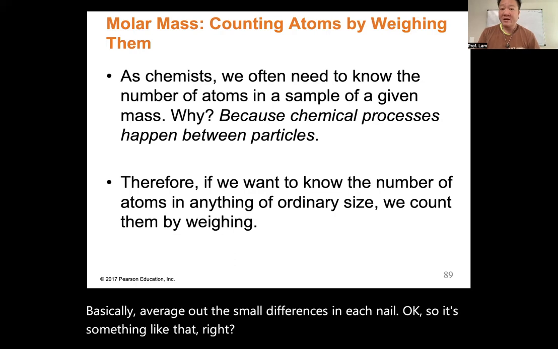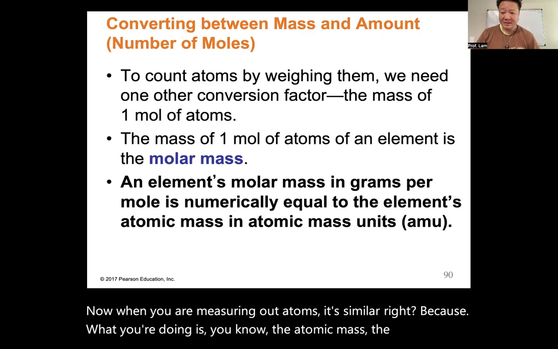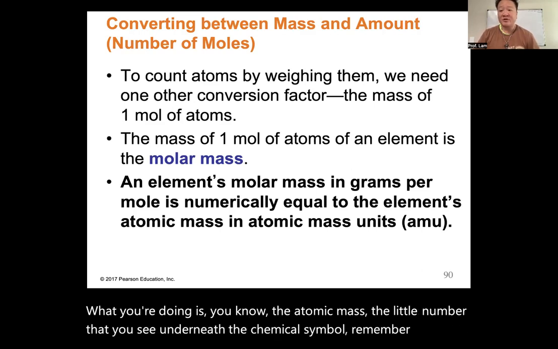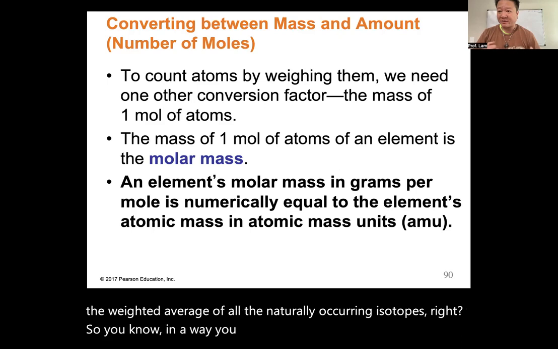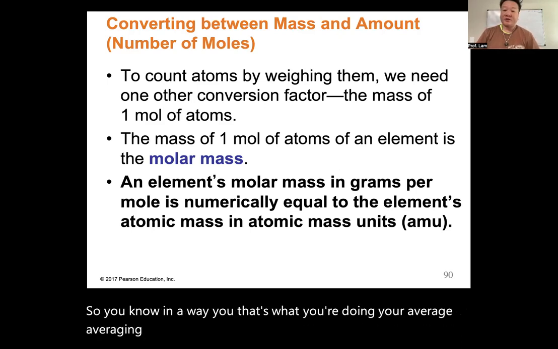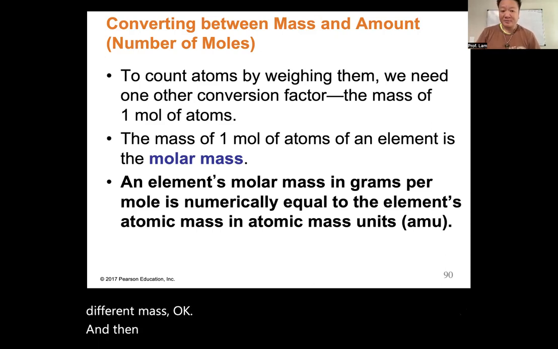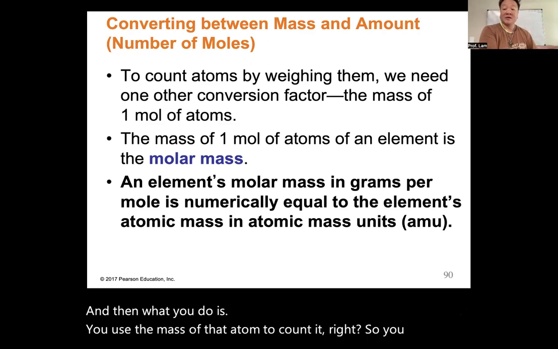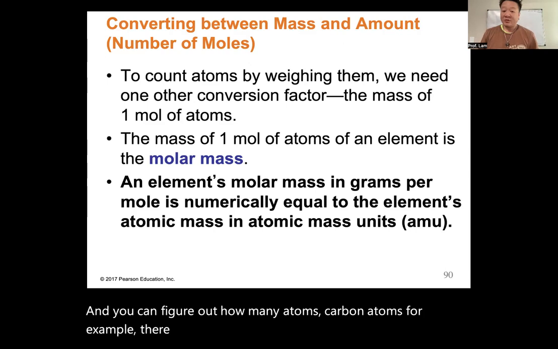Now, when you are measuring out atoms, it's similar. The atomic mass, the little number that you see underneath the chemical symbol, remember, that was the weighted average of all the naturally occurring isotopes. So in a way, that's what you're doing: you're averaging out all the different masses of that element, all the different isotopes, which have slightly different masses. And then you use the mass of that atom to count it. So you go to the balance and you can figure out how many atoms, carbon atoms for example, there are by using the gram number.